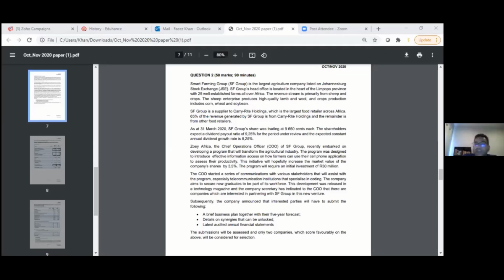Third paragraph, once again, paragraph one, paragraph two, more from a background of the company, more information for a risk management strategy type question, but nothing as yet for a WAC question. Third paragraph, as at 31 March 2020, SF's group's share was trading at 96.50. The shareholders expect a dividend payout ratio of 9.25% for the period under review, and the expected constant annual dividend growth rate is 8.25%. Now, there's some information relating to WAC over here.